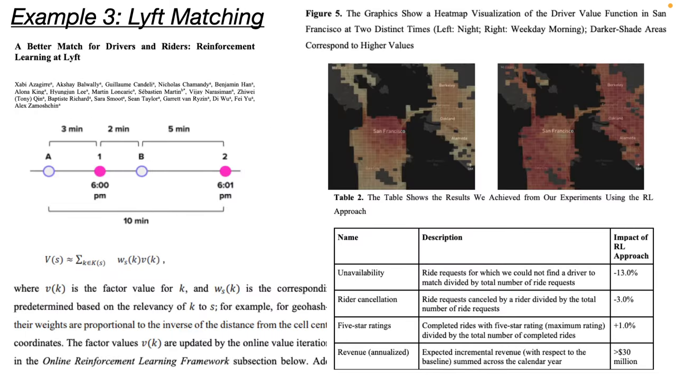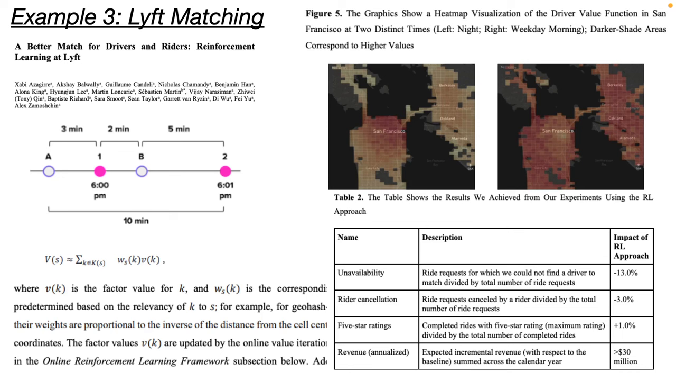The next example is a paper from last year published by the data scientists at Lyft on how they used reinforcement learning to match riders and drivers in the Lyft algorithm. Here's an example from their paper. Imagine you have these two drivers, A and B, and these are two people who have asked for cars at 6 p.m. and 6:01 p.m. How do you match them so that it's optimal? Well, obviously driver A should pick up passenger number one and driver B should pick up passenger number two.